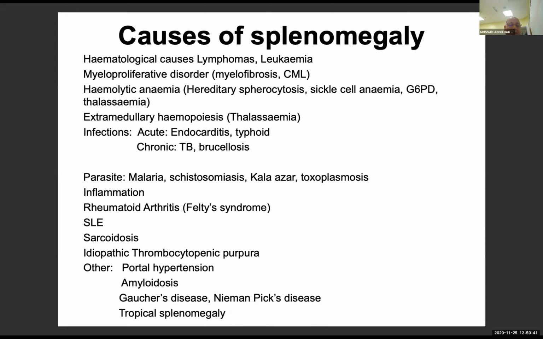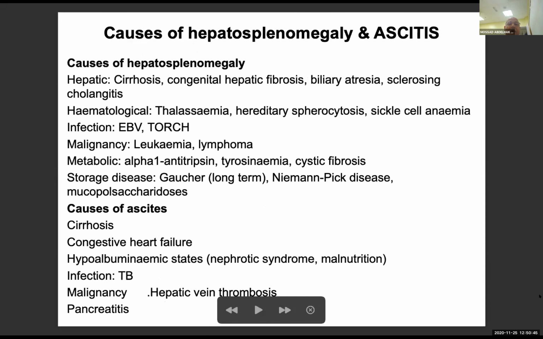And the third slide, the coming slide, is the two together. Okay, what if I found hepatosplenomegaly, I can even find ascites with it. So I'm going to speak about the main pathology maybe in the liver, like cirrhosis, fibrosis, biliary atresia, like that. It may be hematological, it may be infection, maybe malignancy, maybe metabolic or storage disease. And the ascites is very important to consider.